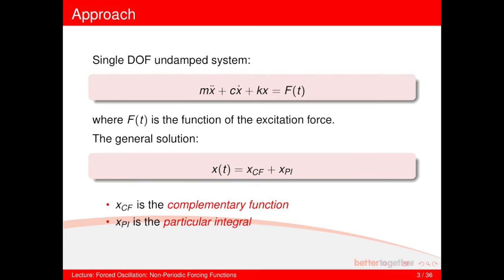So what's the approach that we're going to take? Well, basically, we have a single degree of freedom undamped system. So this has obviously got damping in, but an undamped system would not have the C in. You've got basically a differential equation, where this is the second derivative with respect to time. And we have a forcing function at the end, f of t. F of t is the forcing function.